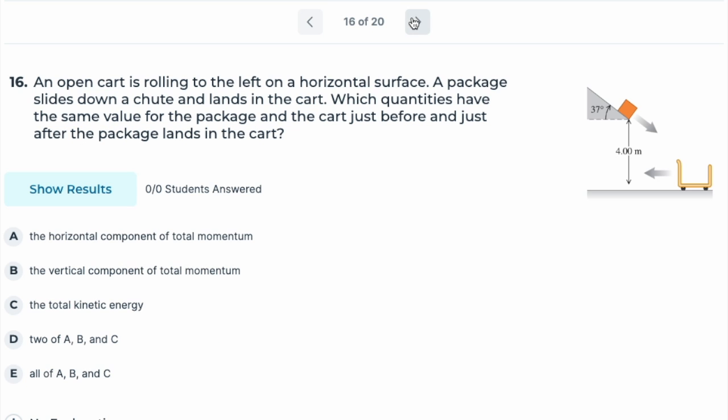Good. An open cart is rolling to the left on a horizontal surface, rolling, so frictionless. A package slides down a chute and lands in the cart. Which quantities have the same value for the package in the cart just before and just after the package lands in the cart?